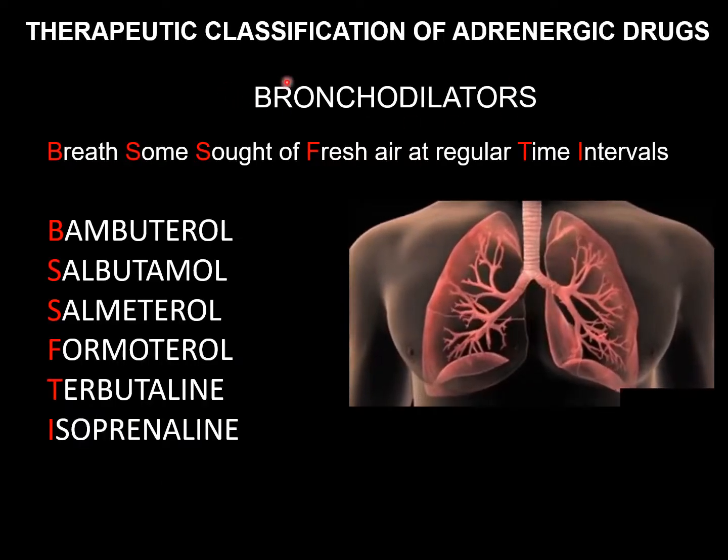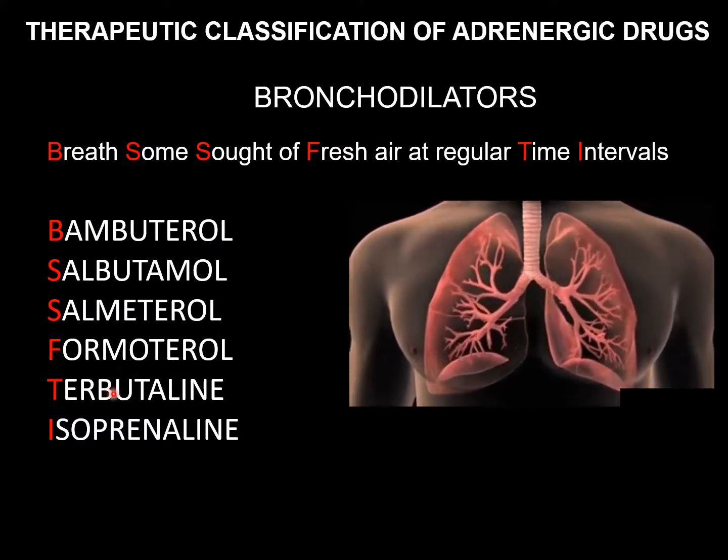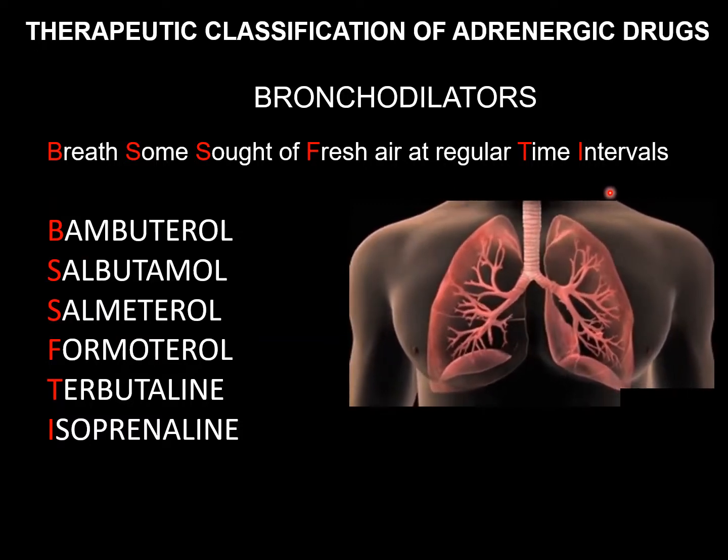Coming to the bronchodilators, breathe some sort of fresh air at regular time intervals. So this is the mnemonic that you have to remember for bronchodilators. Bambuterol, salbutamol, salmeterol, formoterol, terbutaline, isoprenaline. So these are the starting words that I have highlighted in accordance with the mnemonic. Breathe some sort of fresh air at regular time intervals for bronchodilators.